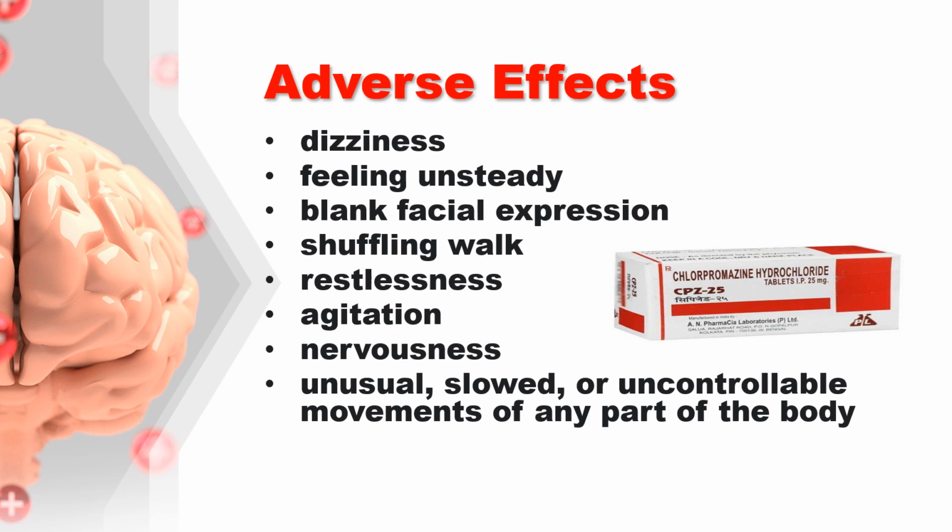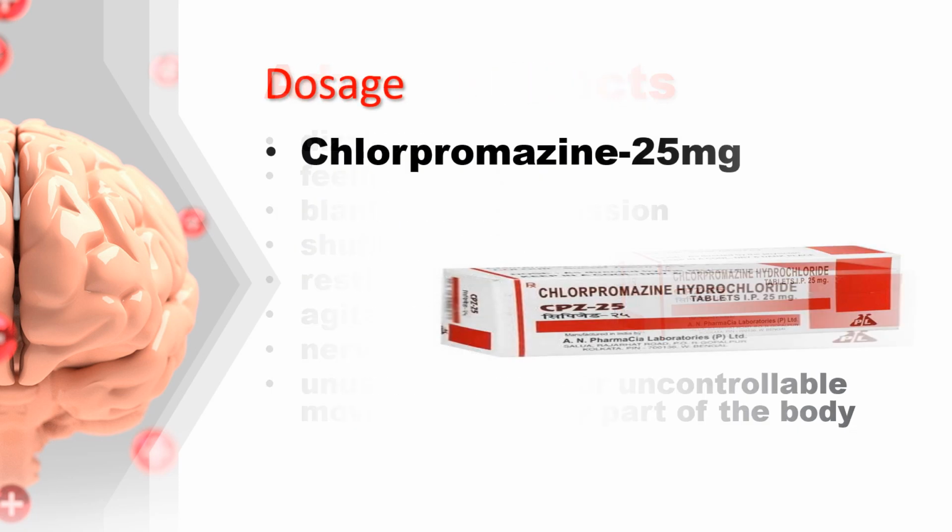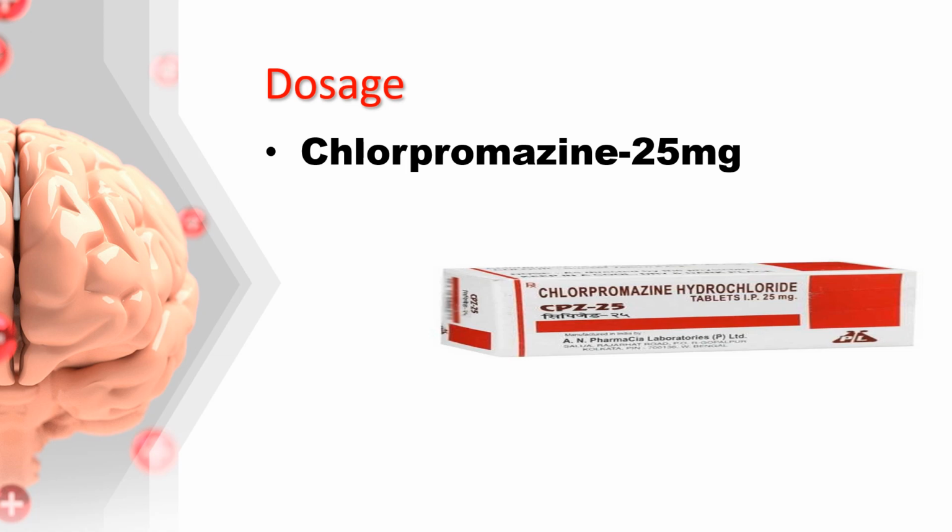The adverse effects that arise by using chlorpromazine for longer days are dizziness, feeling unsteady, blank facial expression, shuffling walk, restlessness, agitation, nervousness, unusual, slowed or uncontrollable movements of any part of the body. The dosage of chlorpromazine is 25 mg.